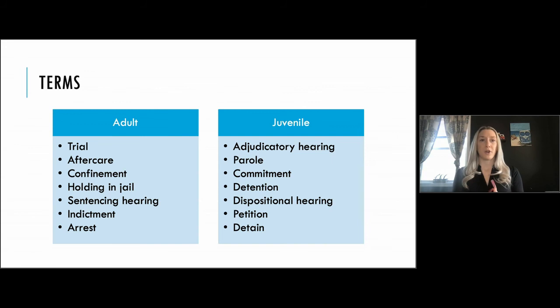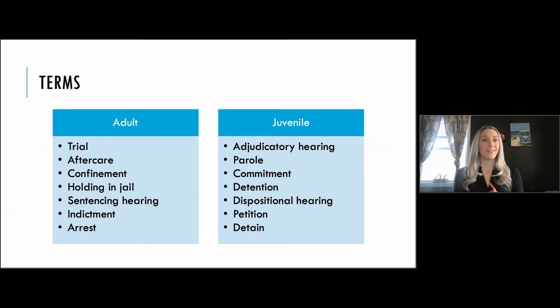These are just a few terms that I want to put up on a slide for everyone. If you just go straight across, it gives you the juvenile equivalent term to the adult system. So in the juvenile system, we call a trial an adjudicatory hearing. We call a sentencing hearing a dispositional hearing.